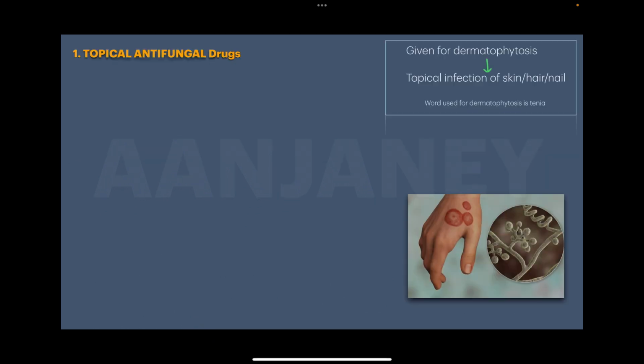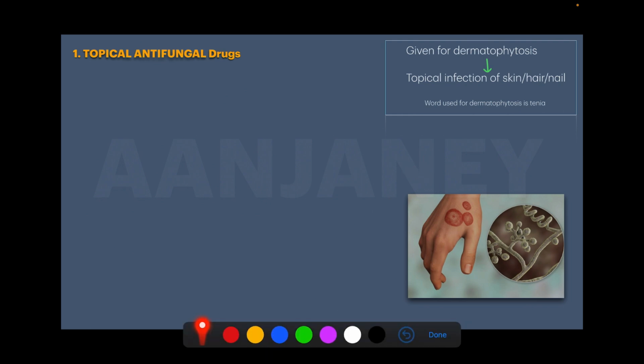So starting with topical antifungal drugs. These topical antifungal drugs are used for fungal infection of skin, hair and nail. The fungal infection of skin, hair and nail is called dermatophytosis. So we have drugs for treating this infection.